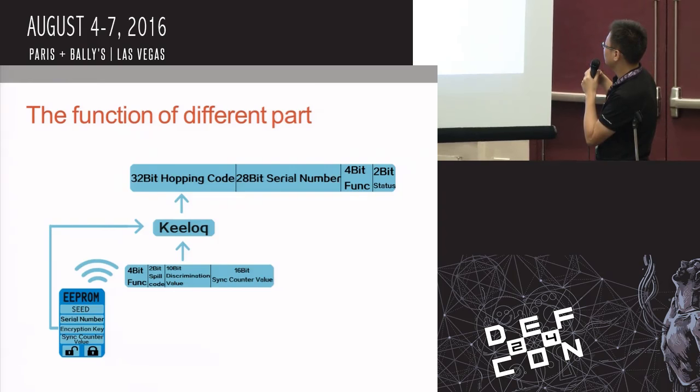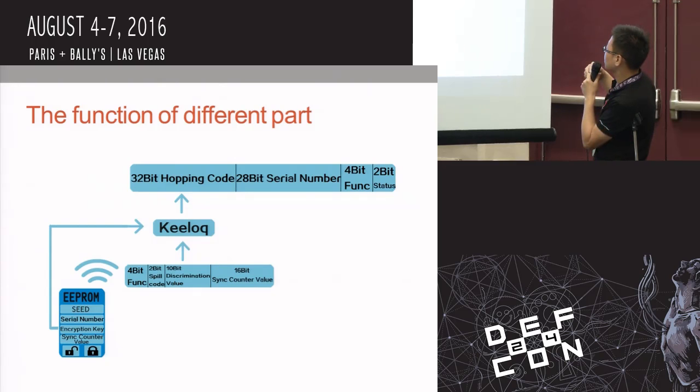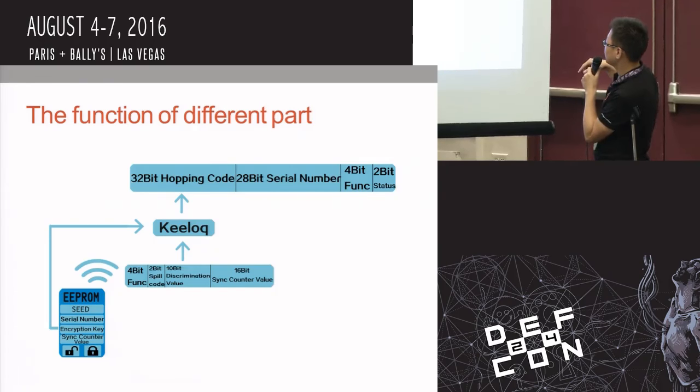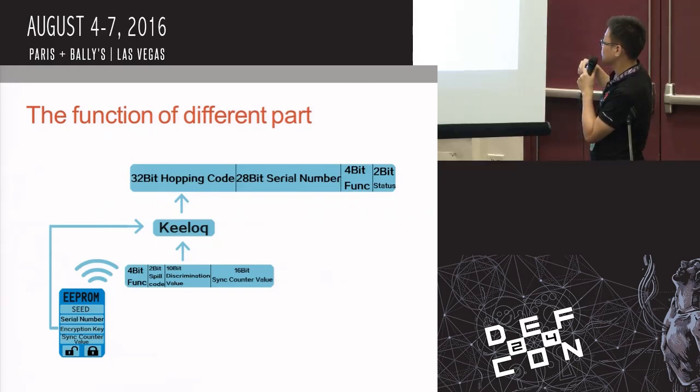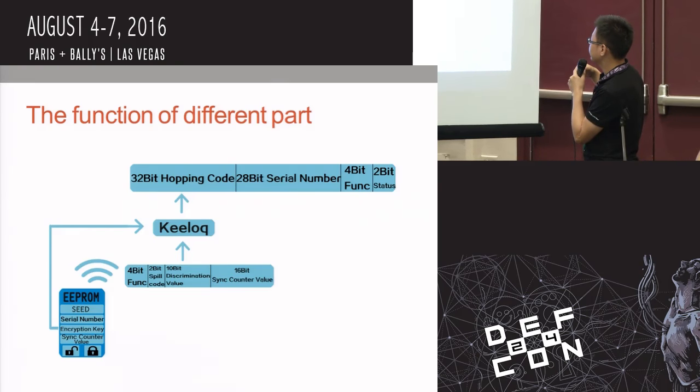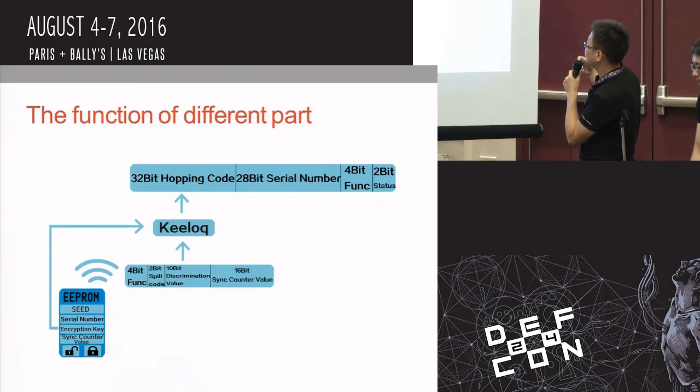So it's used to recognize if the signal is sent by the correct key fob. And then the 16-bit sync counter value is used to judge if the signal is right. When the key fob sends a signal, it has its own sync counter value. The car will compare the sync counter value it holds with the one from the key fob, so it will judge whether the value is right.